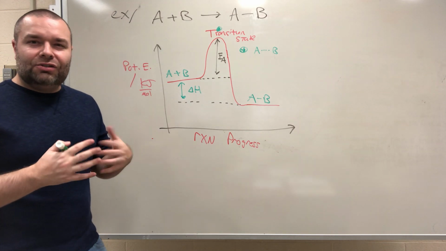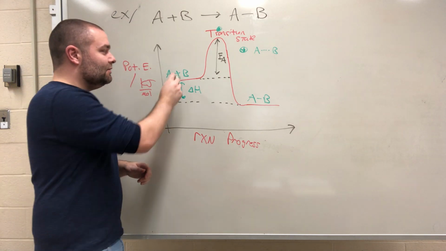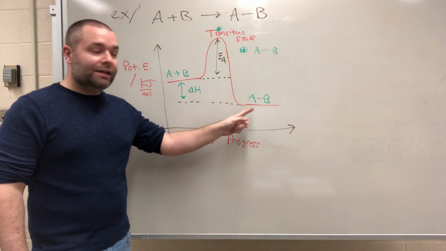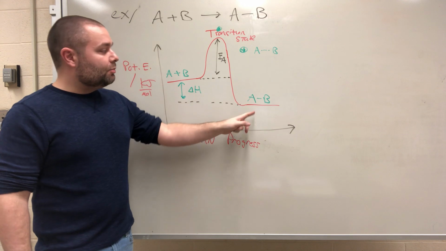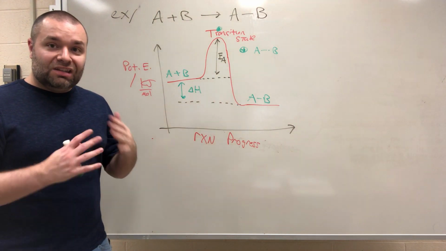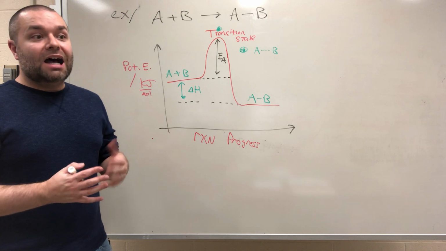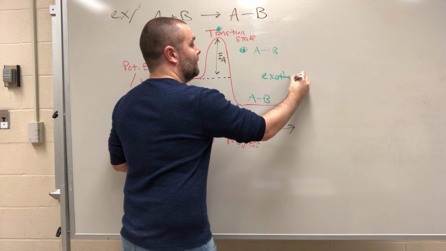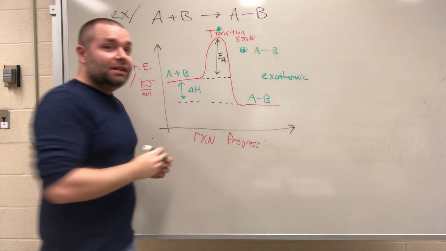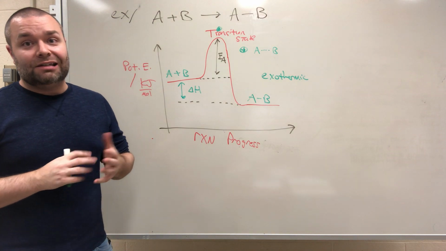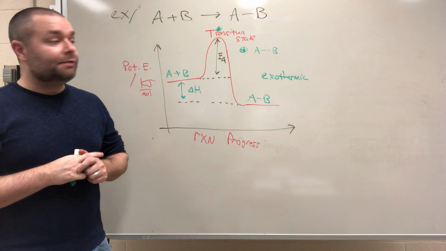The overall energy change in the reaction. In the case of this reaction, energy is released, right? Energy is released. The products have less energy than the reactants did. So this diagram right here is a diagram of an exothermic reaction, where delta H would be negative because energy went away, and energy was released into the surroundings.